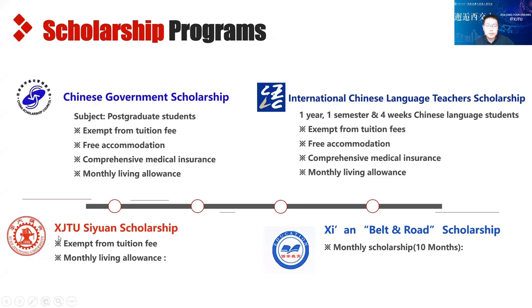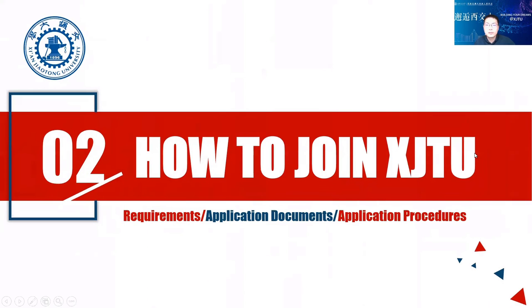And then the second scholarship is the XJTU Siyuan Scholarship. This one comes from the sponsor of the university, and it includes an exemption from the tuition fee and a monthly living allowance. The third one is the Xi'an Belt and Road Scholarship. This is sponsored by the city government of Xi'an, and it only includes a monthly scholarship. The last one is the International Chinese Language Teacher Scholarship. Actually this one is for Chinese language studies, so I'll just skip it. But if you have friends or classmates who are interested, you can also introduce this to them. So, the next part is how to join us, how to apply for XJTU's admission.